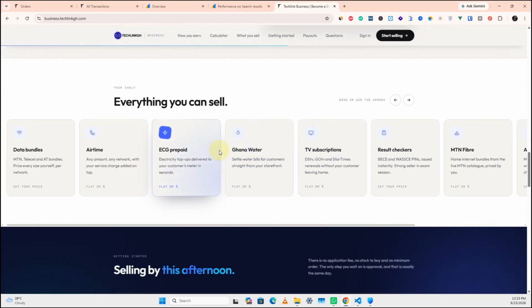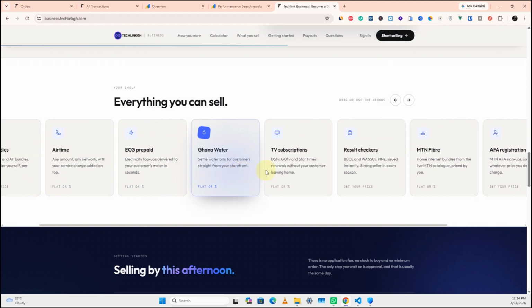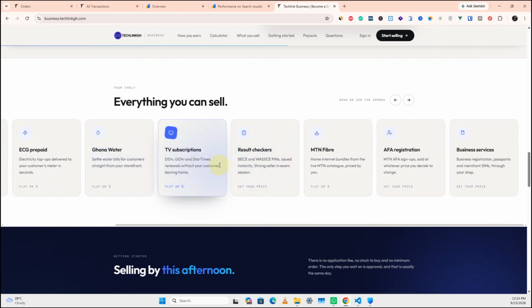So these are the services that we provide, or the things that you can sell. You can sell data bundles, you can sell airtime, you can sell ECG prepaid. So if a customer wants to buy ECG or electricity, the person can buy from you. Ghana Water, and then DSTV, Go TV, Star Time. Okay, if their subscription has ended and they want to renew, they can renew from you. Okay, the moment they have your link, they can buy from you, and you add your own commission.